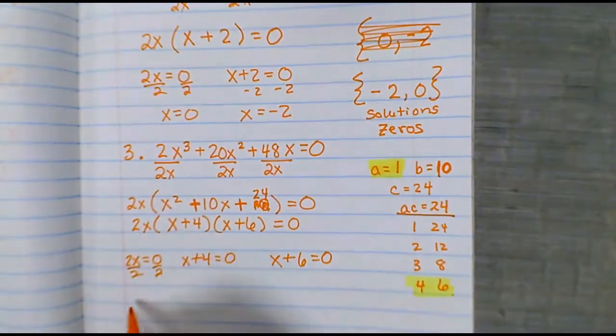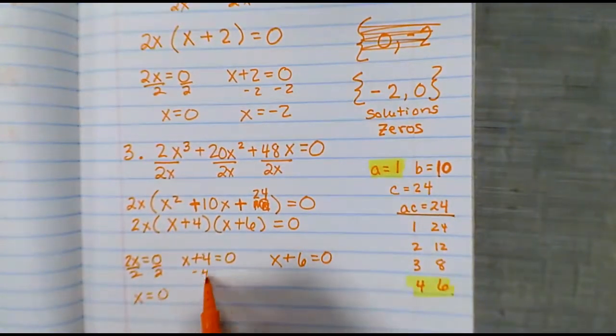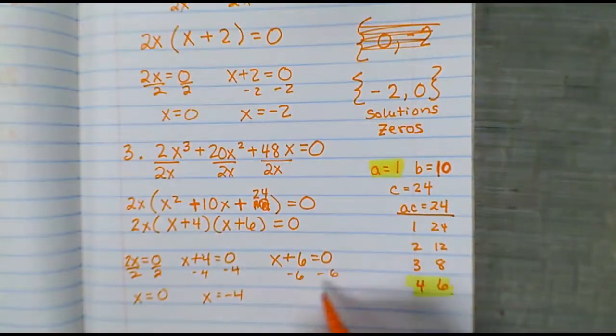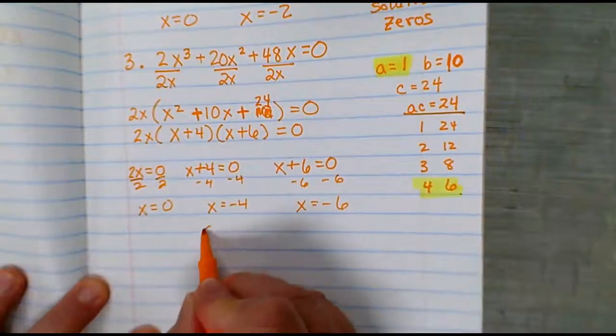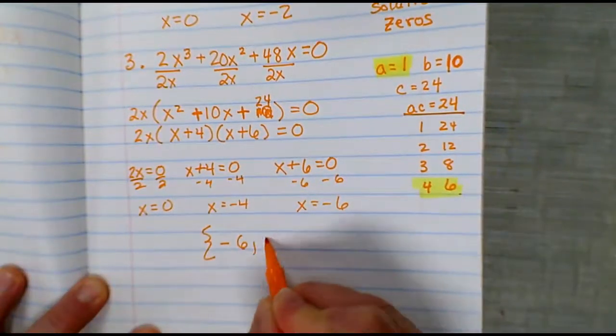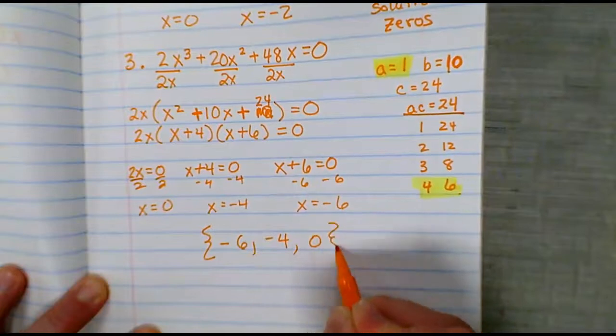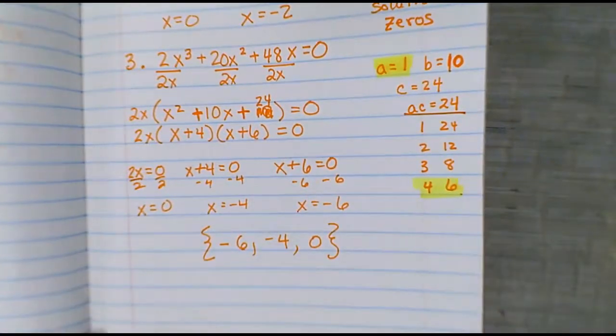Divide this by 2, subtract 4, subtract 6, and so this time I have 3 solutions. You should put them in order from smallest to largest. And why did we have 3 solutions? Because x was to the third power.